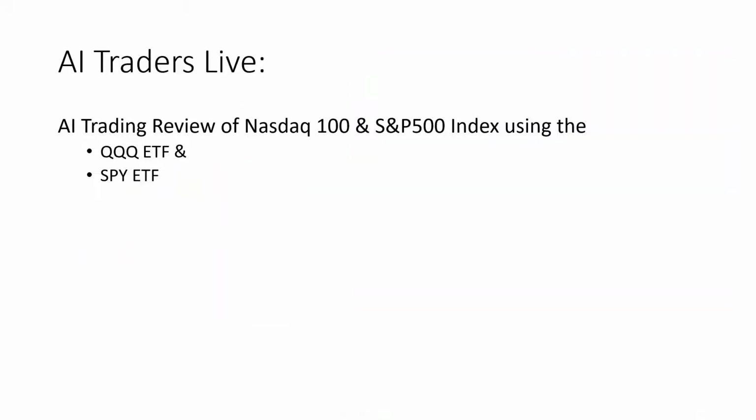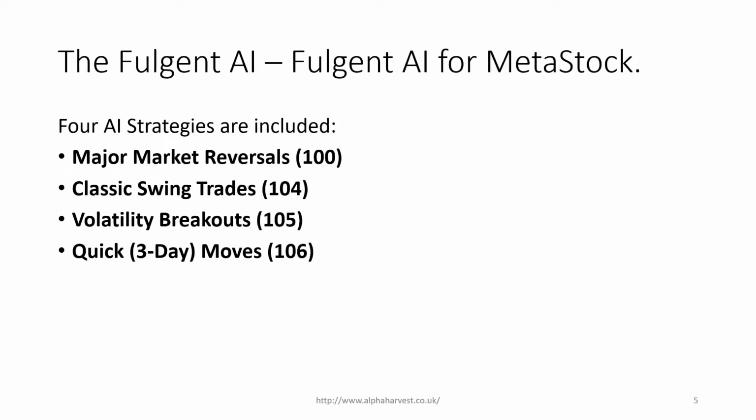A warm welcome on this cold morning on the 30th of November. We'll be looking at the NASDAQ 100 and the S&P 500 index, from a QQQ ETF and the Spider ETF AI trading strategy. We use 4 artificial intelligence engines: the major market reversals, classic swing trades, volatility breakouts, and quick 3-day moves. These 4 AI engines cater for different trading styles, and we've applied these rules on the S&P 500 and NASDAQ 100 using the QQQ and Spider ETF.